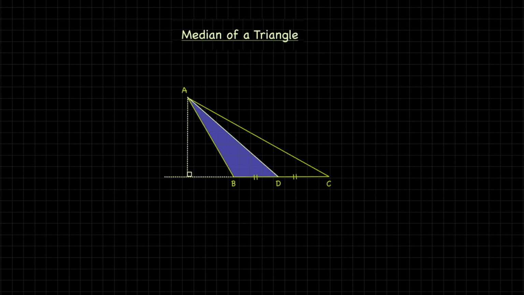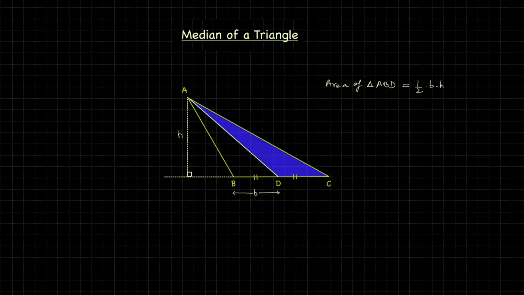First, I'm going to extend line BC and drop a perpendicular from point A to represent the height of the triangle. The base of triangle ABD I'm going to mark as B. Area of triangle ABD will be half times B times H. Now DC is the same length as BD because D is the midpoint of BC. So the length is the same, B. Also the height of triangle ADC is also H. So the area will be half times B times H. So both triangles have the same area.